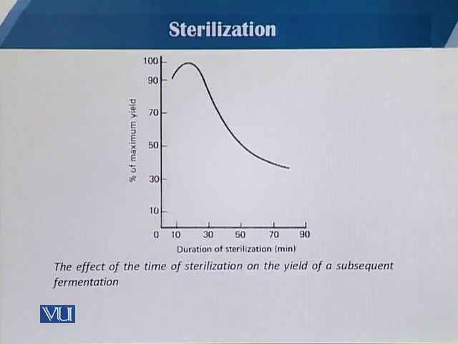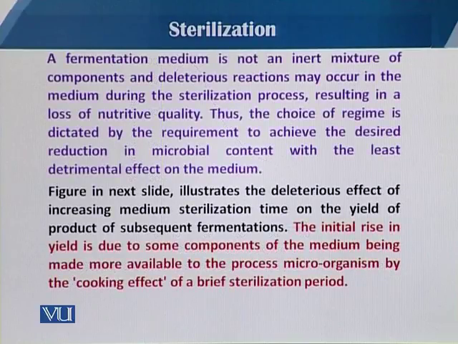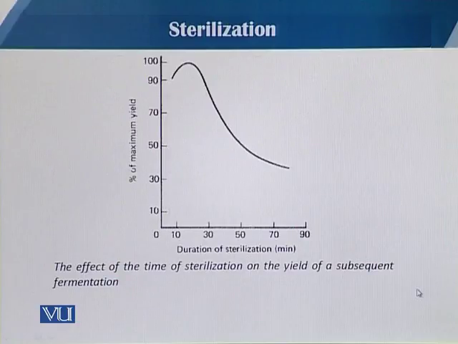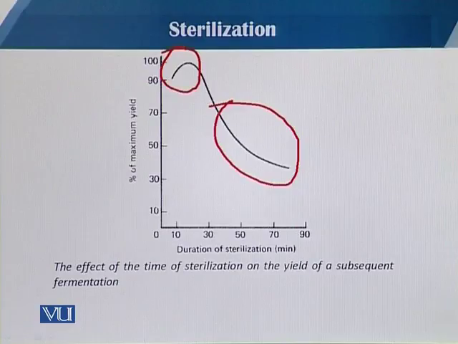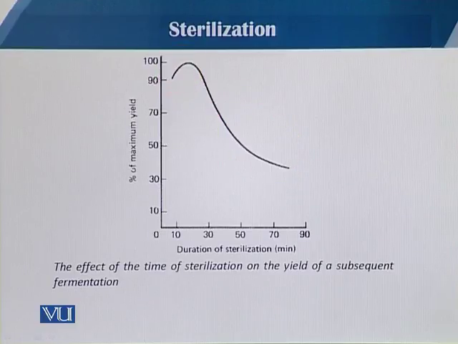As we have seen here, the initial rise in the yield is due to some component of the medium being made more available to the process microorganism by the cooking effect of a brief sterilization period. But when we prolong this treatment, there is a drastically negative effect on the production yield. So this graph shows how the sterilization time affects the fermentation product.